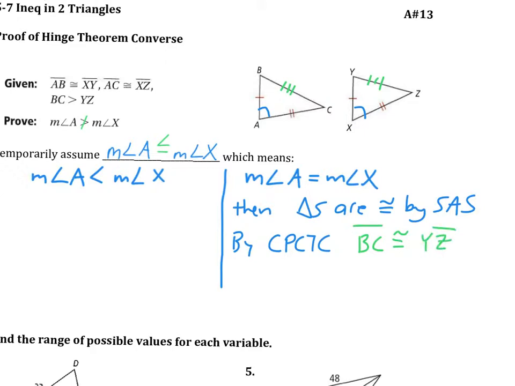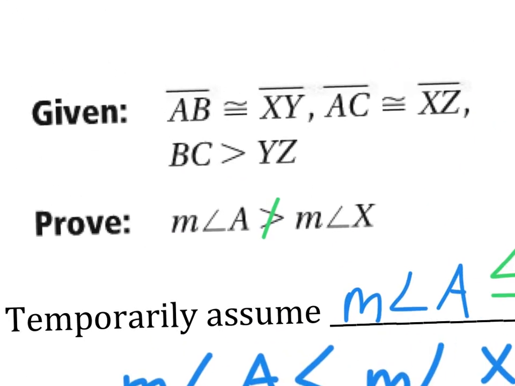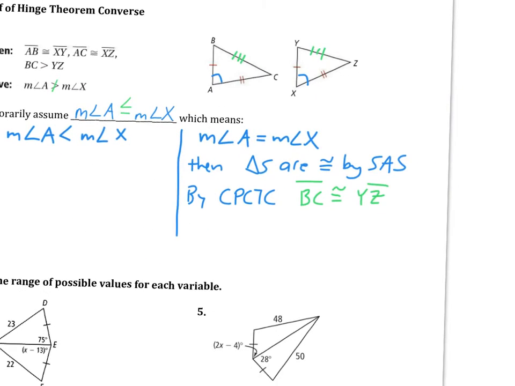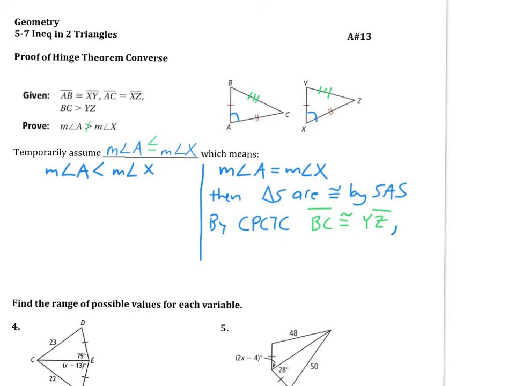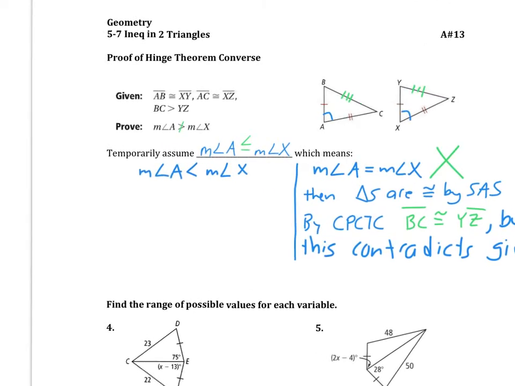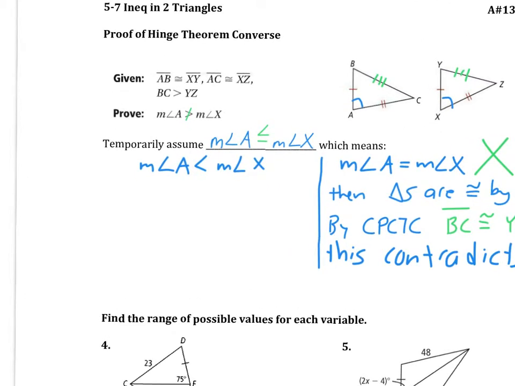But what do we know right here? But they're not equal. One's greater. But this contradicts the given. So what we've just proven is that's not true. Since we have a contradiction, they aren't equal. Okay, now let's go to the other one.